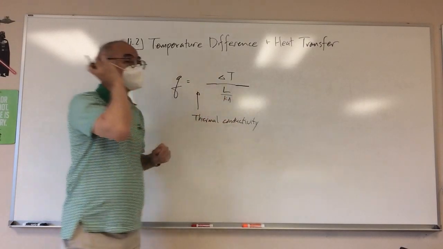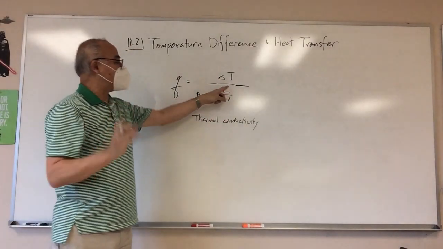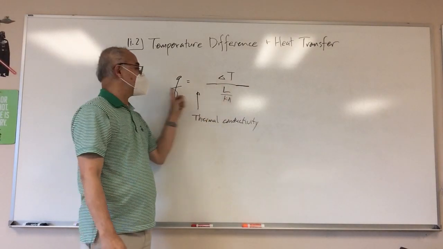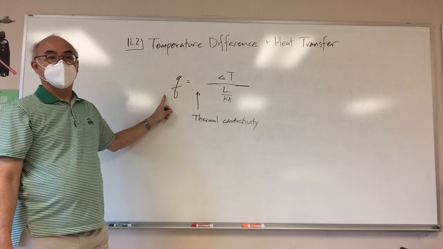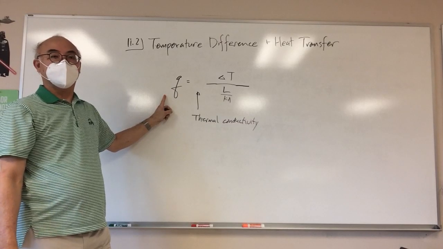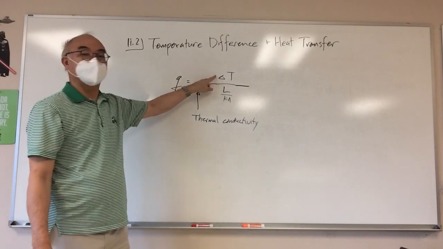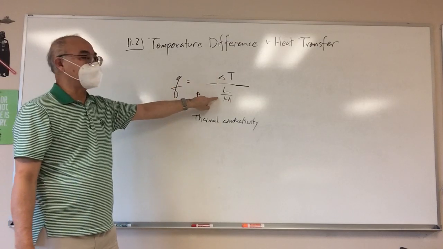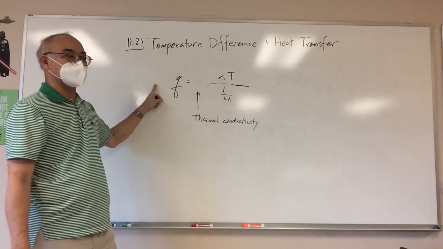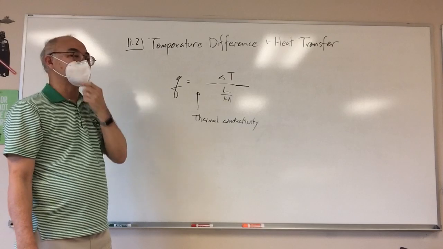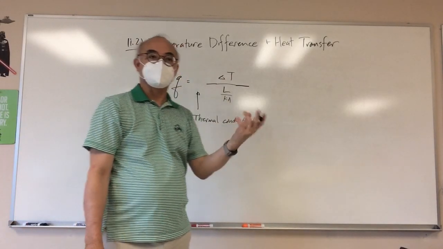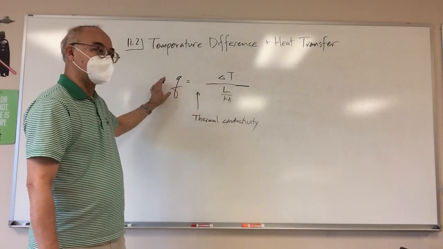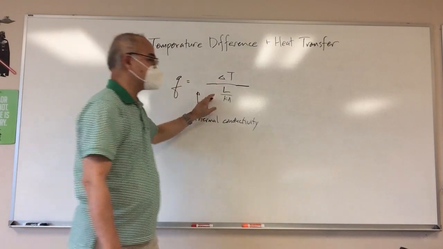The reason why it's called the thermal resistance is because the higher this value, what happens to our heat transfer rate? It gets smaller, right? So for the same delta T, the higher this is, the less heat transfer you get. It resists transferring the heat. That's why it's called thermal resistance.